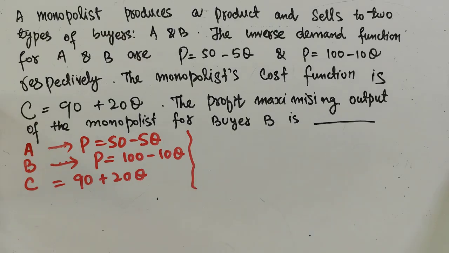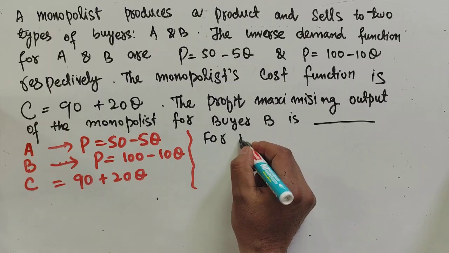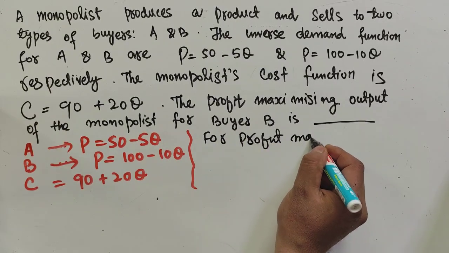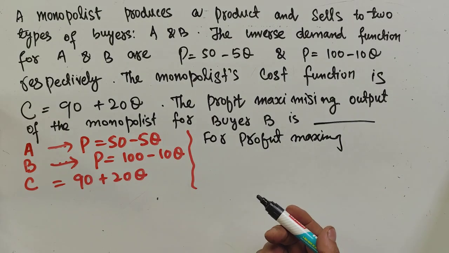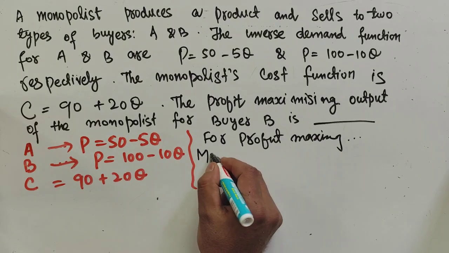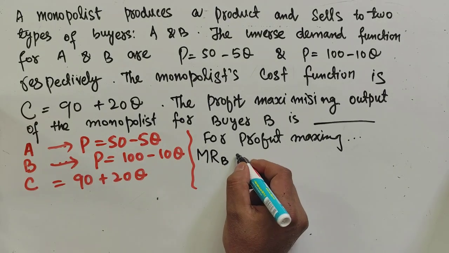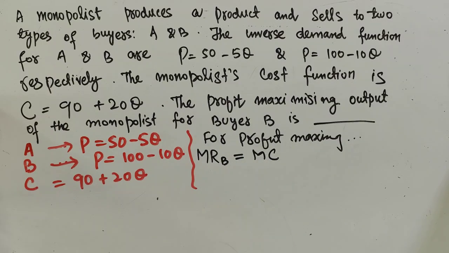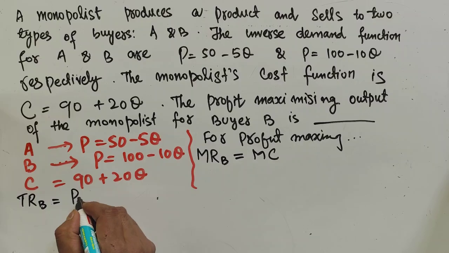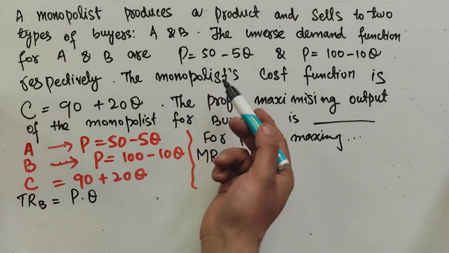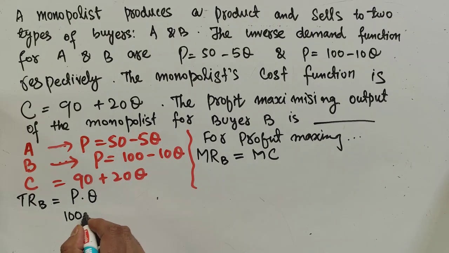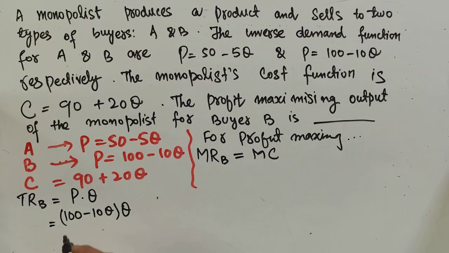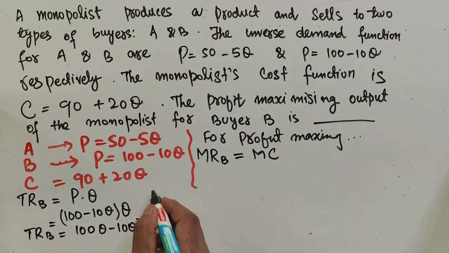produce for buyer B. Okay, so we know that for profit maximization in case of a monopoly, we equate the marginal revenue for buyer B to the marginal cost. First we need to find the total revenue for buyer B. So total revenue will be P times Q. We are given P = 100 - 10Q, and we multiply this by Q. So total revenue for buyer B will be equal to 100Q - 10Q squared.